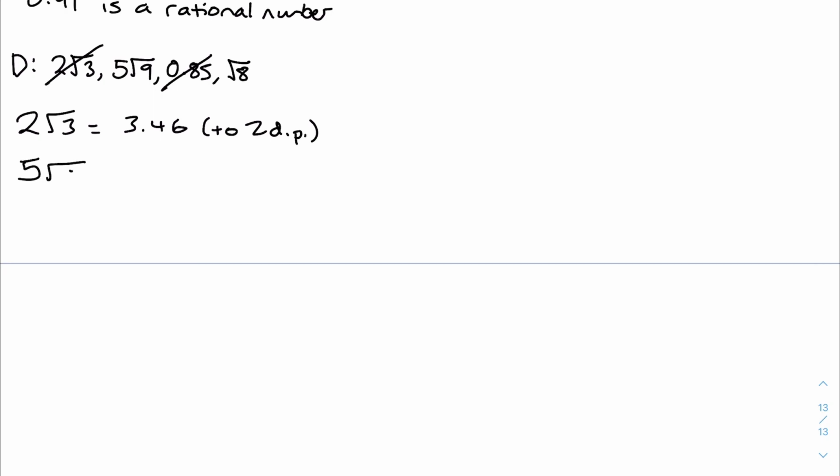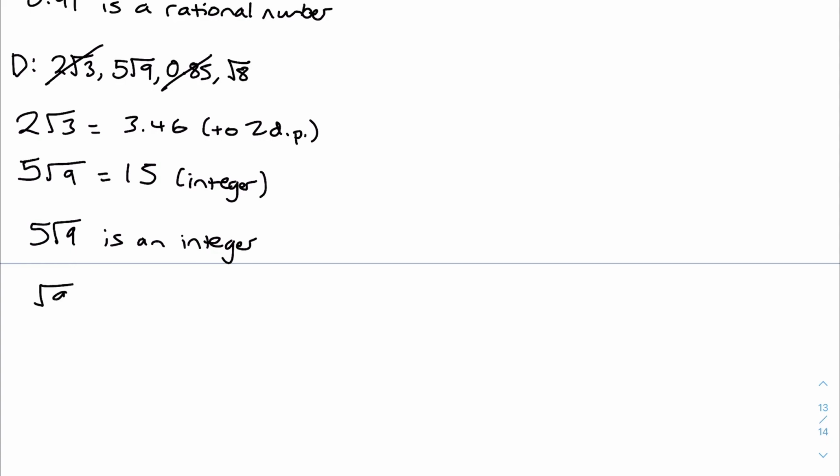Let's check 5 root 9. Put that into my calculator, we get 15, which is the integer we were looking for. So that means that 5 root 9 is an integer. The reason for this is because the square root of 9 is 3, so 5 root 9 is equal to 5 multiplied by 3, which is equal to 15.